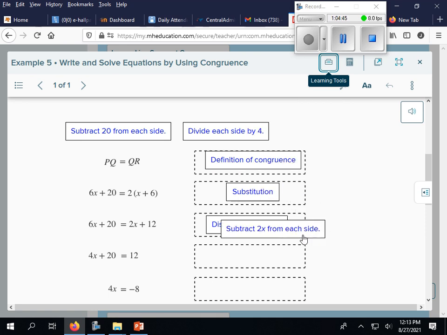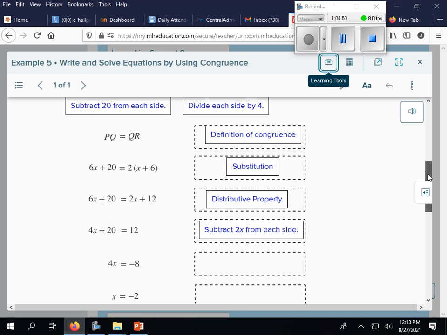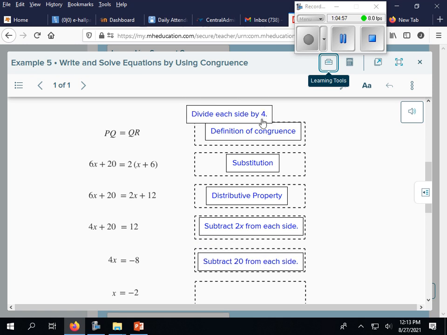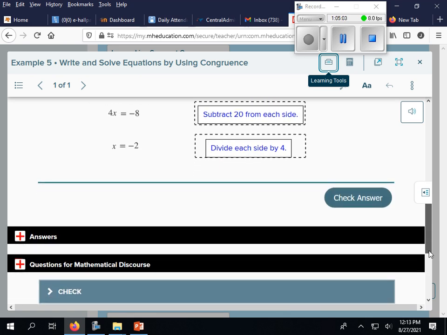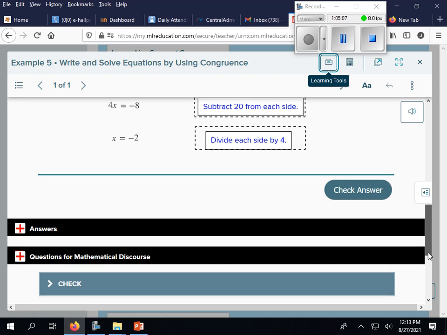Subtract the 2x from each side. Everybody agree with Keaton on that one? Subtract 20 from each side. Divide each side by 4. Everybody agree with that? Go down there and check your answer. See if you got it right. Did we do it right?